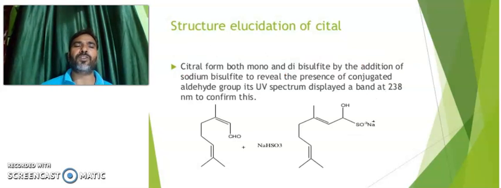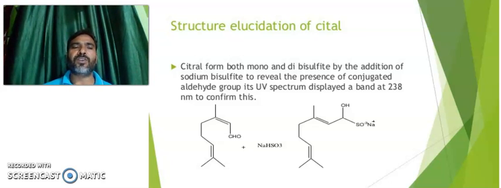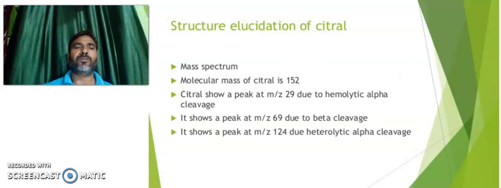Now, structure elucidation of Citral. Citral forms both mono and di bisulfite adducts by addition of sodium bisulfite, revealing the presence of a conjugated aldehyde group. Its UV spectrum displayed a band at 238 nanometers to confirm this.